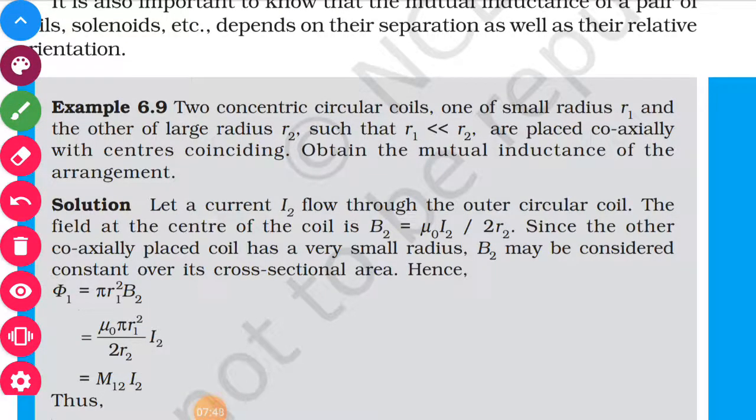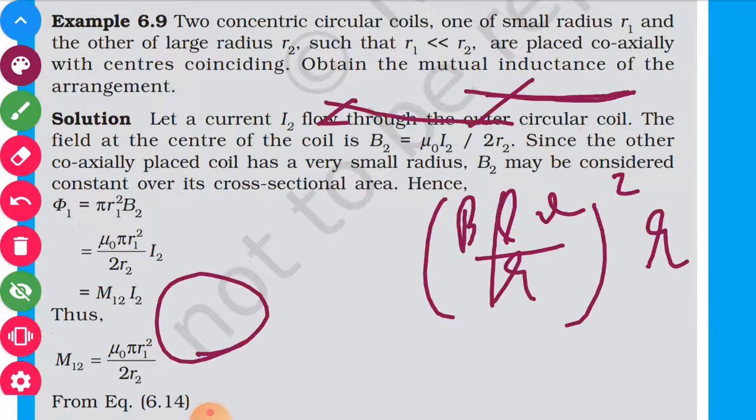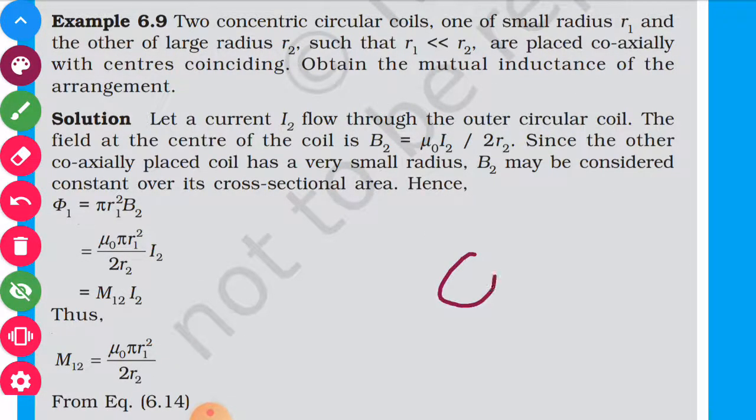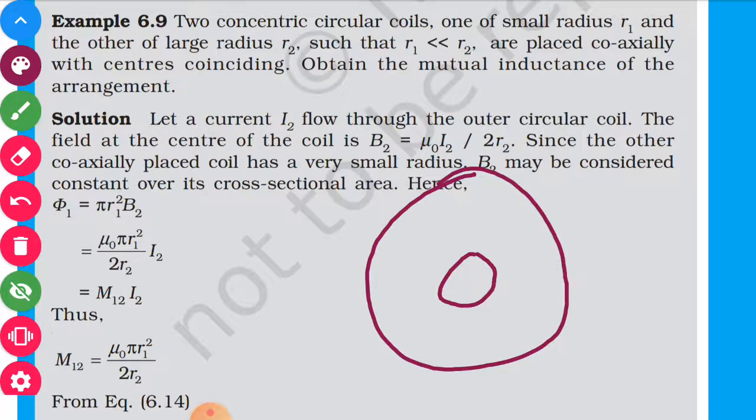Now example number 6.9. Two concentric circular coils, one of smaller radius R1 and the other of larger radius R2, such that R1 is smaller than R2, are placed coaxially with the centers coinciding. Obtain the mutual inductance of the arrangement. Now the smaller coil is kept here and the outer is the bigger coil. The radii are R1 and R2 respectively, and as you know, R1 is very much smaller than R2.